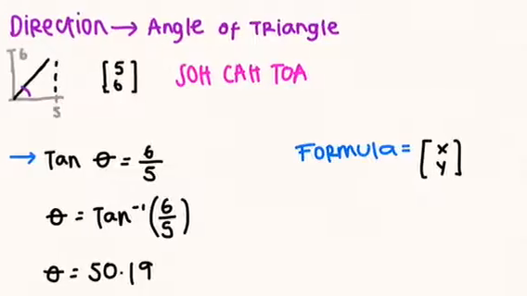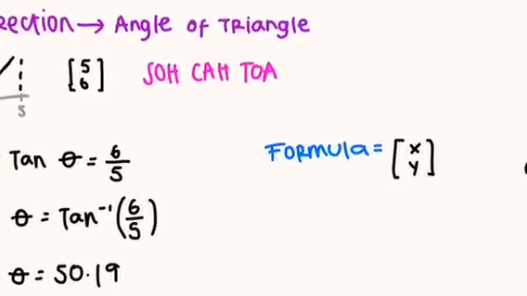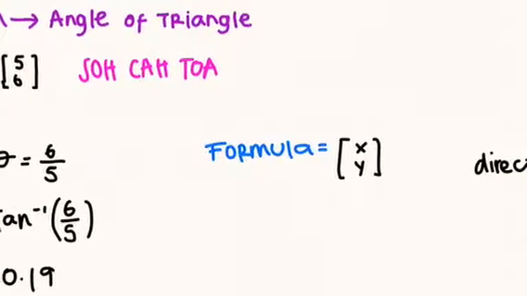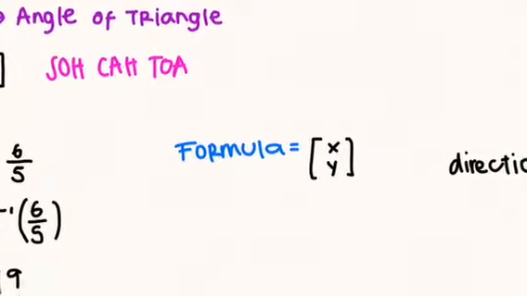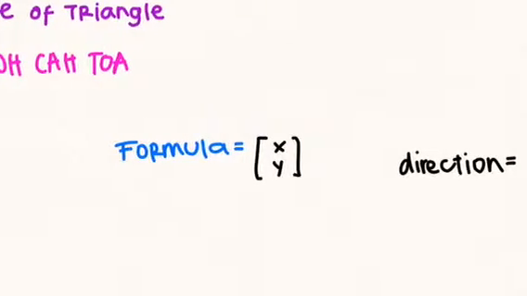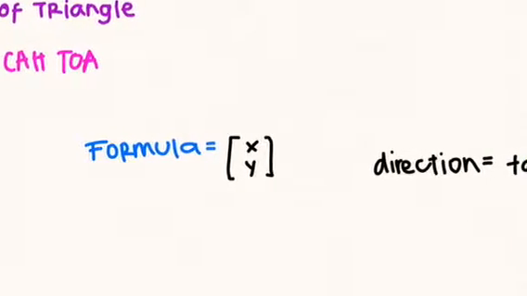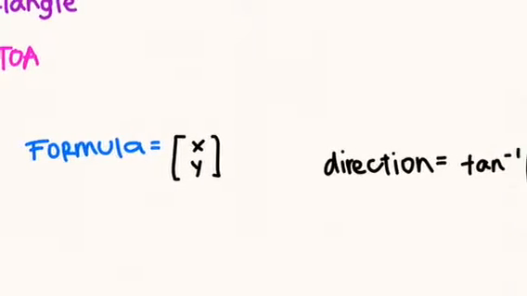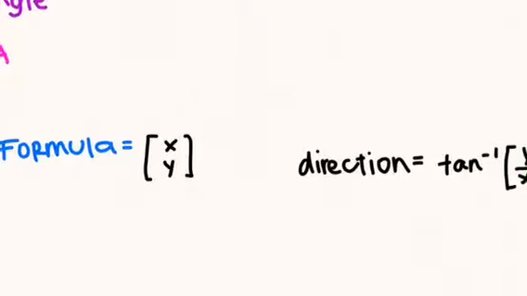The direction of a vector can be represented as the angle of a triangle. So, as shown in the picture, it will be tan of the angle. In this case, the direction will be determined by tan inverse of y over x, as shown by the formula.